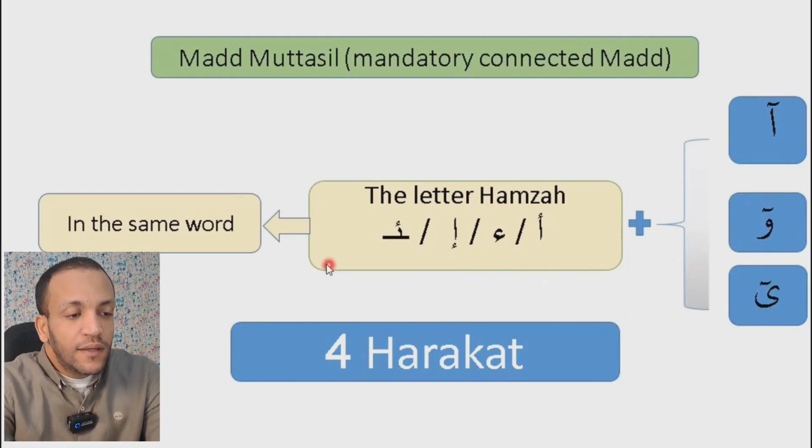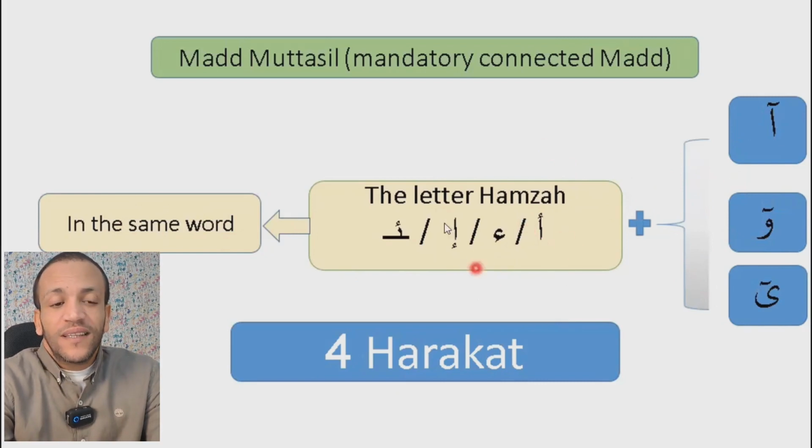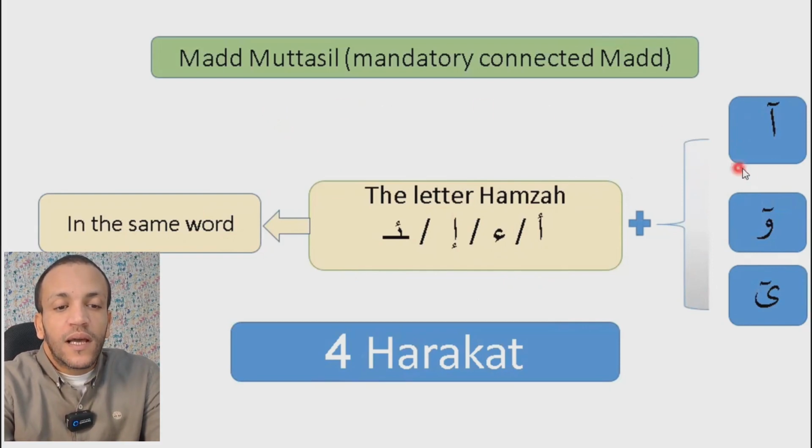But remember that this all must be in the same word. The letter of Madd must be followed with the letter Hamza. And you don't need to memorize lots of rules about this section of Madd, because you are going to find a sign, a diacritic in the Holy Quran, which indicates this Madd to you. This sign is this sign here. You see this here above the letter of Madd. We call this sign, or this diacritic, the sign of Madd. Exactly, the sign of the long Madd.